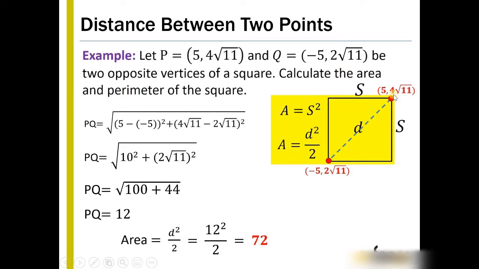To do the perimeter, we need to know what the side length is. We can find the side length by doing the square root of the area, so the square root of 72, which is 6√2. The perimeter is then 4 times 6√2, which is 24√2, because there are 4 sides to the square.